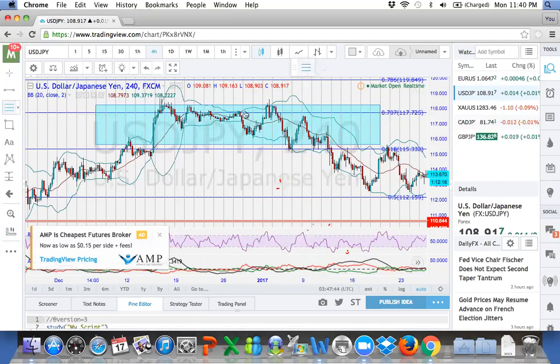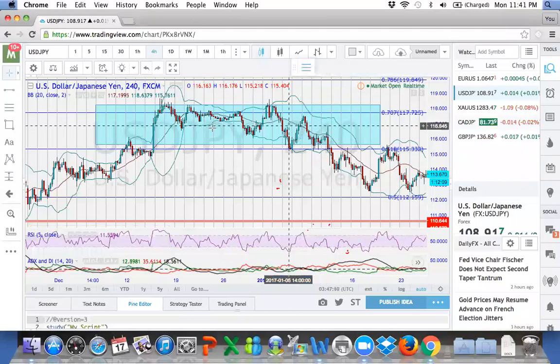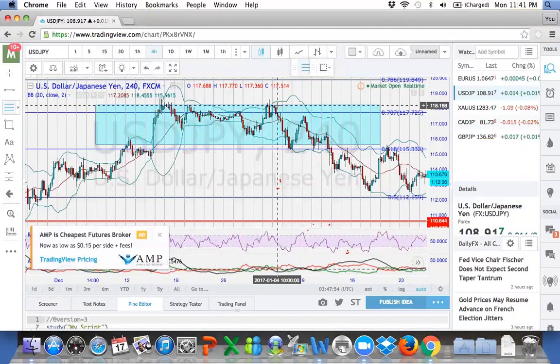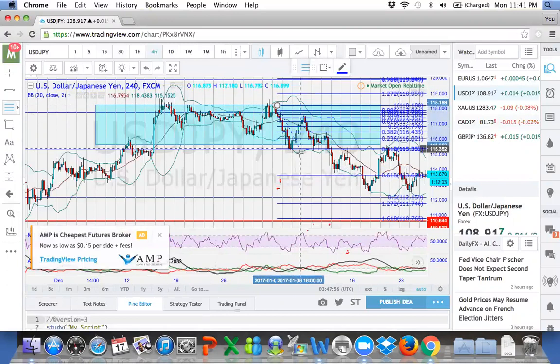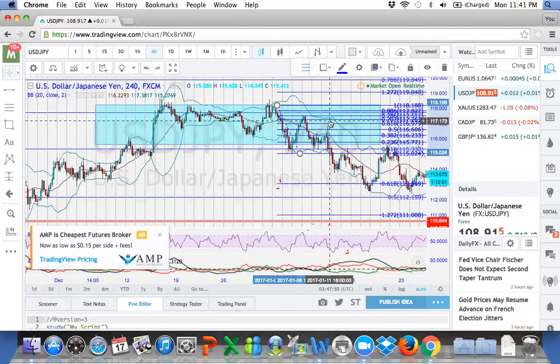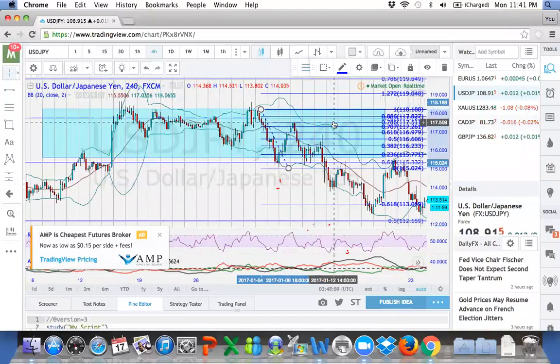You pull out your fibs. High. Oh, wrong one, sorry. Let me pull that. Wrong high. Okay, so we were right here, right? To the wick. Came up, let's zoom in. Came up, 78.6. Perfect tap, engulfing. 2 confirmations right there.